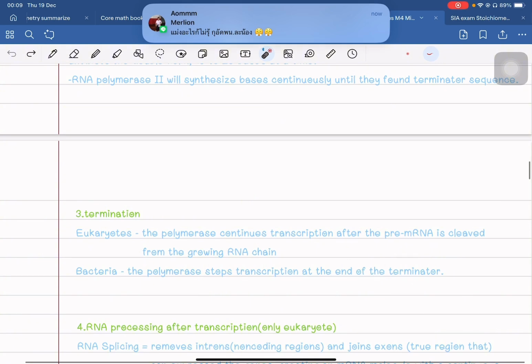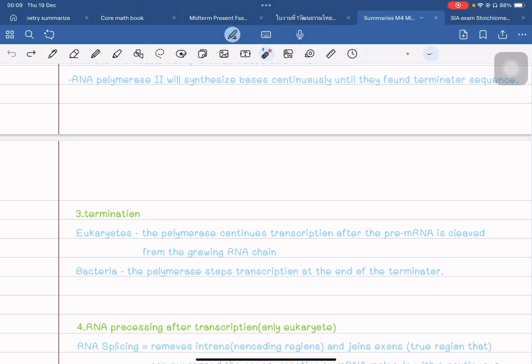So the third one is termination. In the eukaryotes, the polymerase continues the transcription after the pre-mRNA is cleaved from the growing RNA chain. But in the bacteria, the polymerase stops transcription at the end of the terminator.